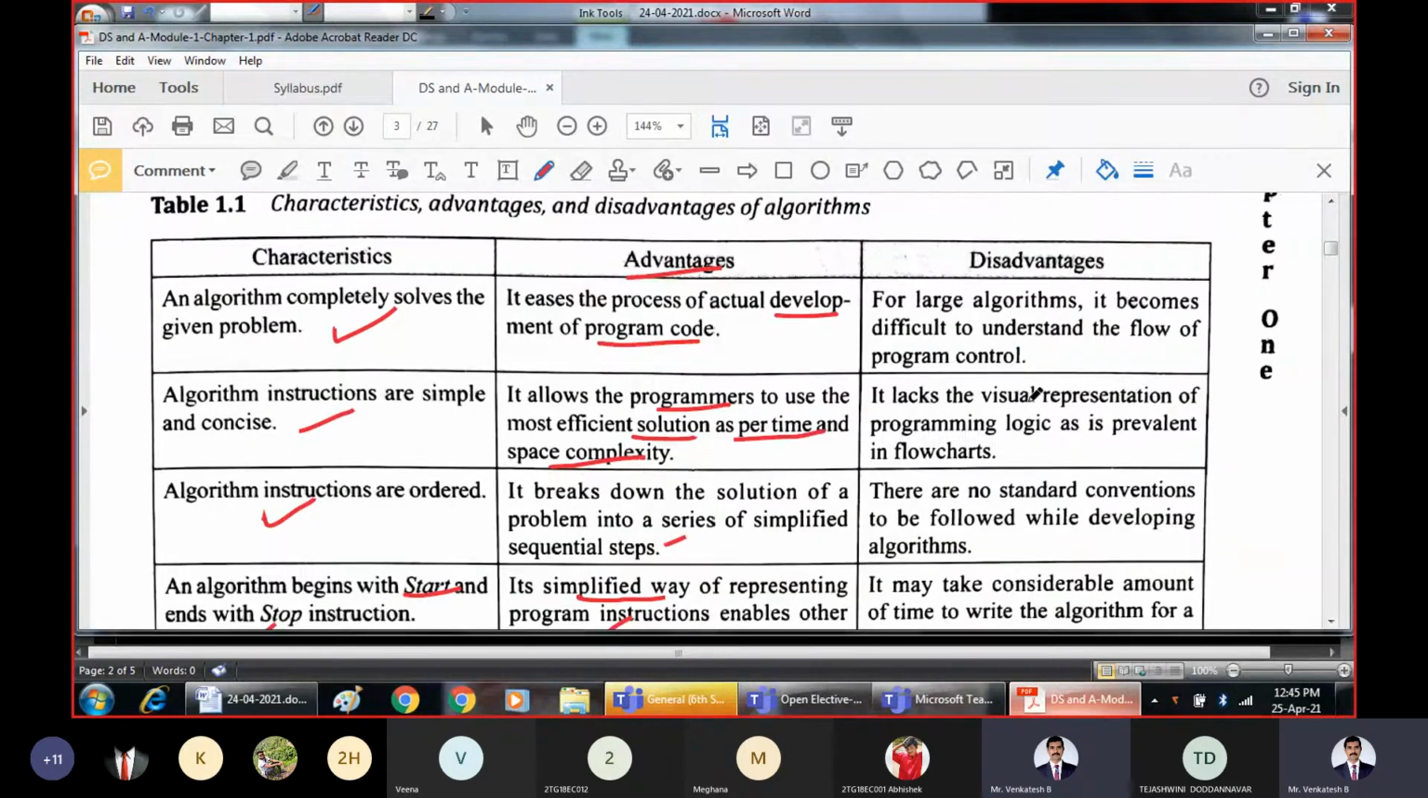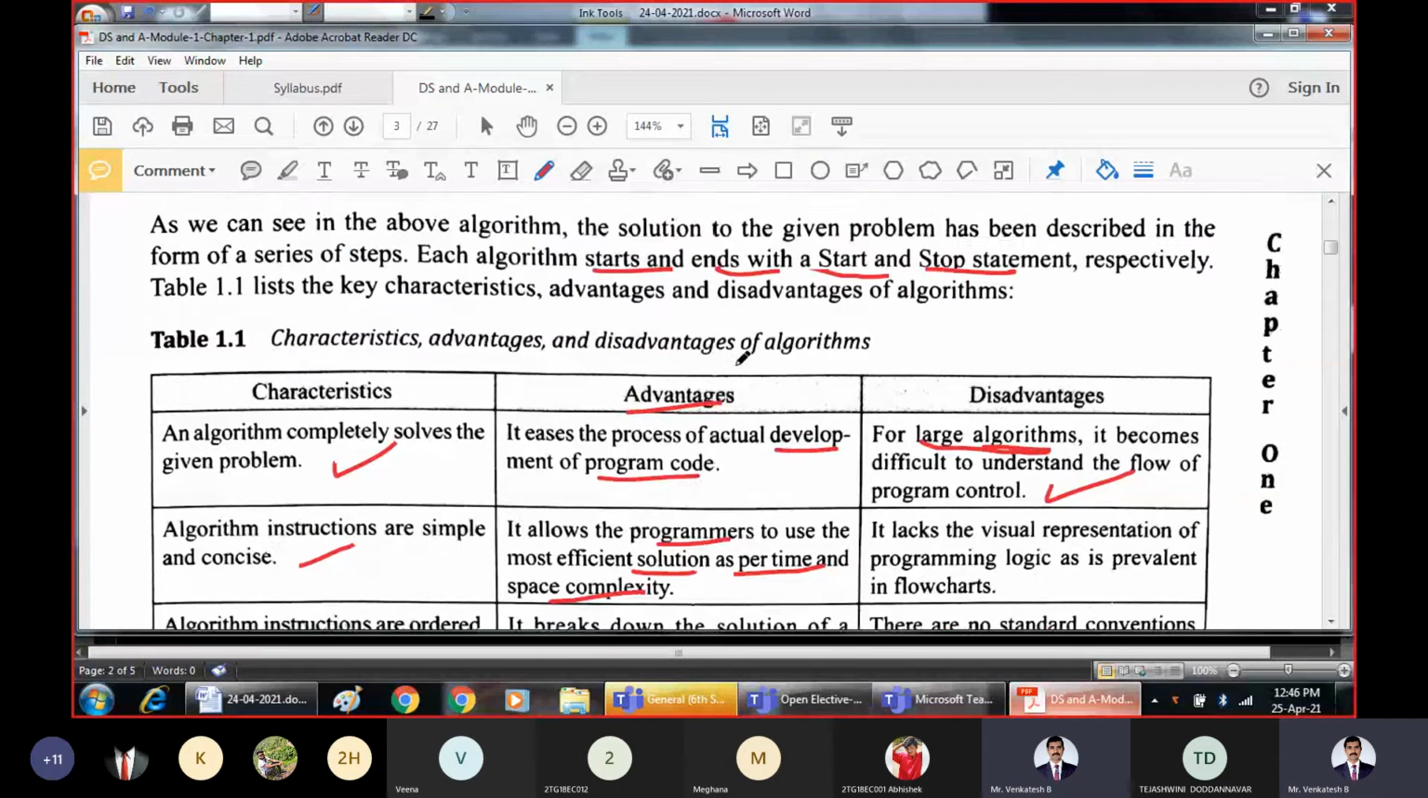These were the different advantages, and when an entity has advantages, it will also have some disadvantages. So what are the disadvantages of algorithms? Algorithms are difficult for us to understand if the algorithm is very large. That means if the procedure is very lengthy, it will be difficult for us to understand.